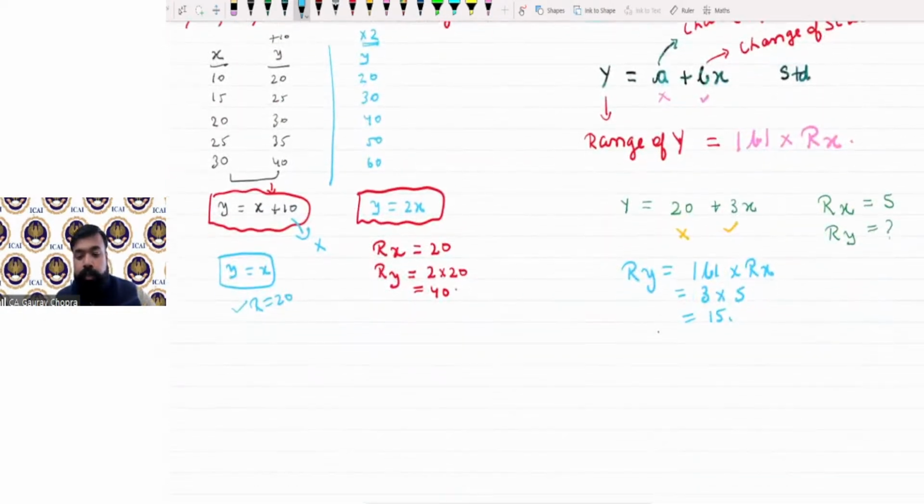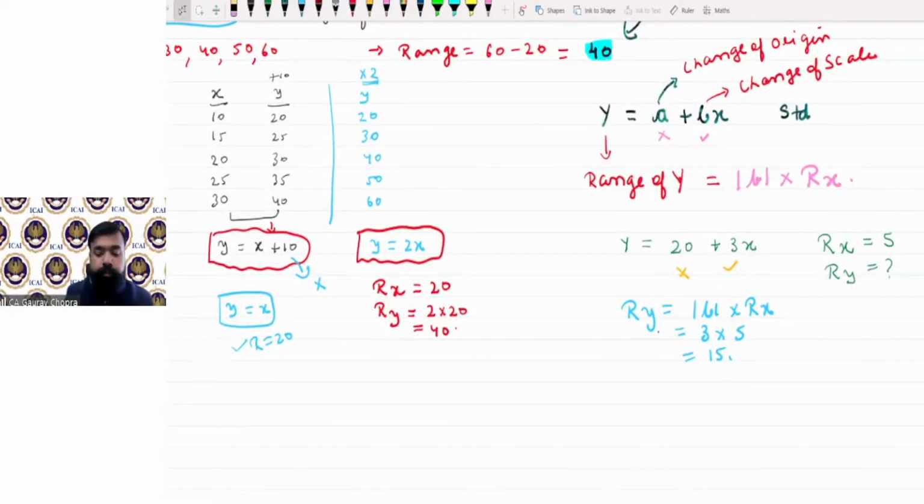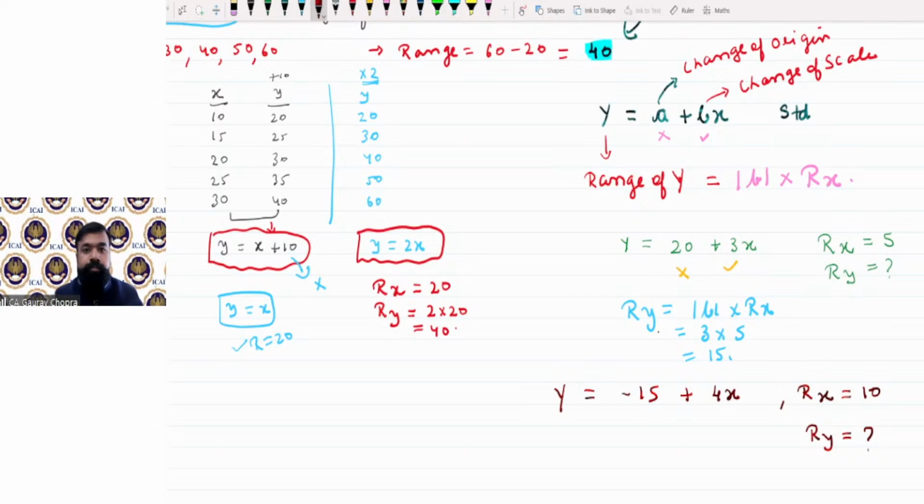Now the same question again I am asking to you, you have to answer. Y is equal to minus 15 plus 4x. This is the equation. Range of x is 10. What will be the range of y? This you have to answer. Come on everybody, I'm waiting for your answers. Equation is given, range of x is given, and you have to find the range of y.